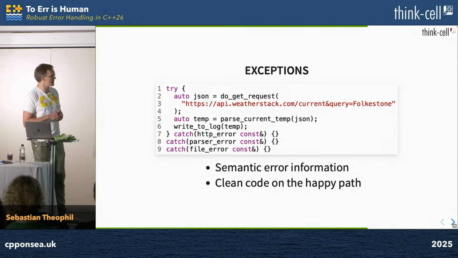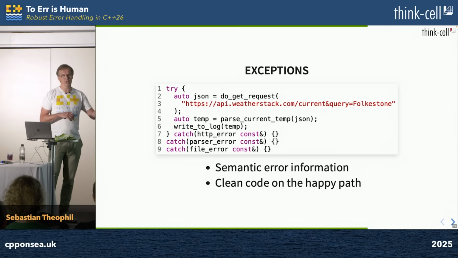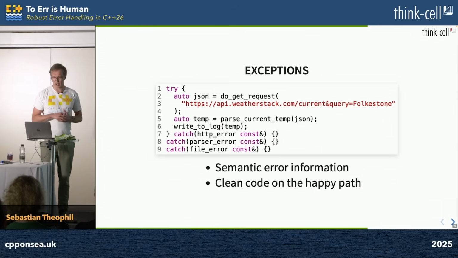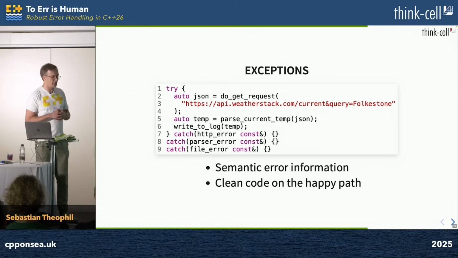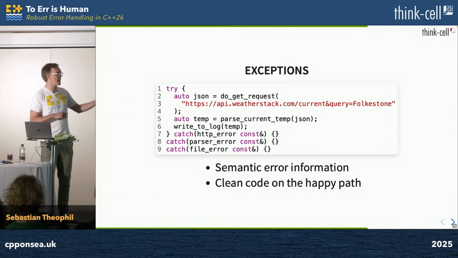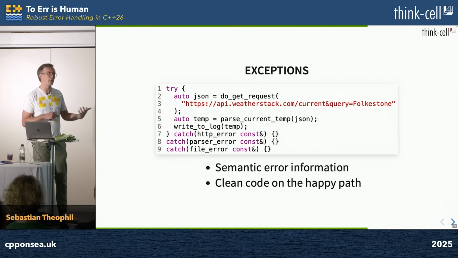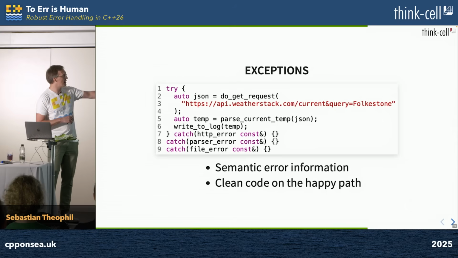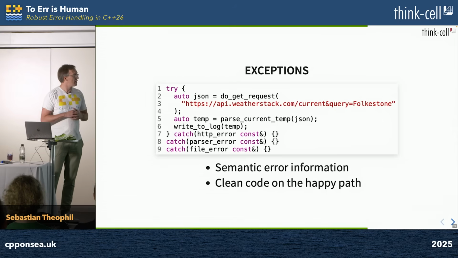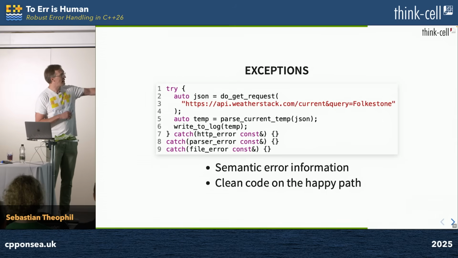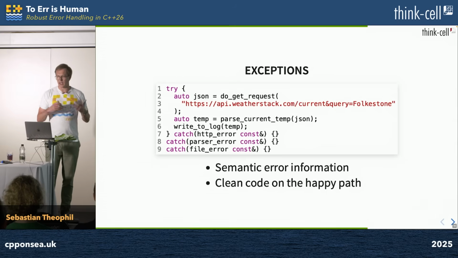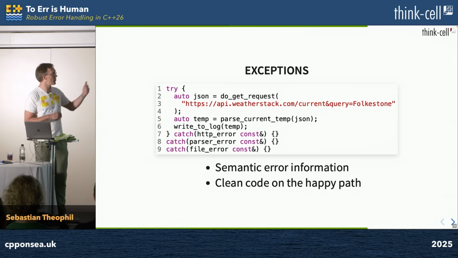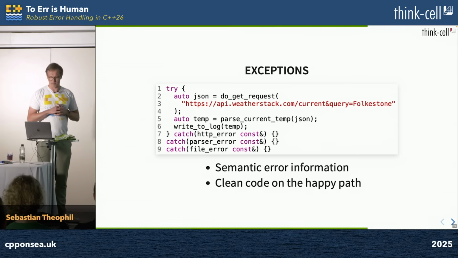And the nice thing about exceptions, as opposed to return codes, of course, is that the type can encode some information about the error. And we can use that here in catch statements. And of course, they are classes, so they can contain more meta information about what went wrong and where. And the most important feature and the nicest feature is that here the happy path is completely clean of any control flow, which makes it very easy to reason about that.